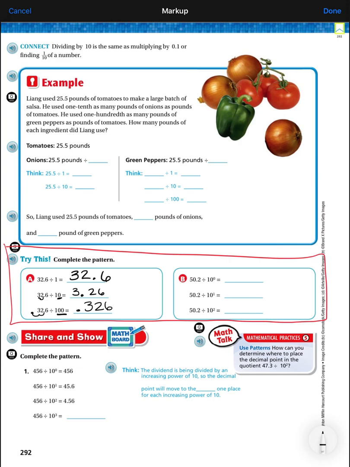Okay, let's look at part B. This one's using exponents, and our exponents are now going to decide how we move our decimal point. Okay, we have 50.2 divided by 10 to the 0 power. 10 to the 0 power is the same as 1. So that's like 50.2 divided by 1, which is just 50.2. It's just itself. Okay?